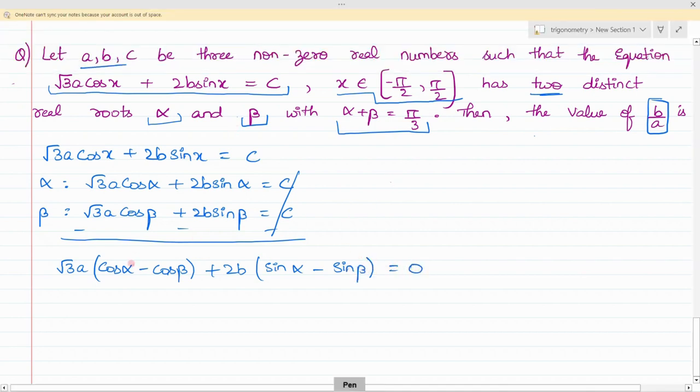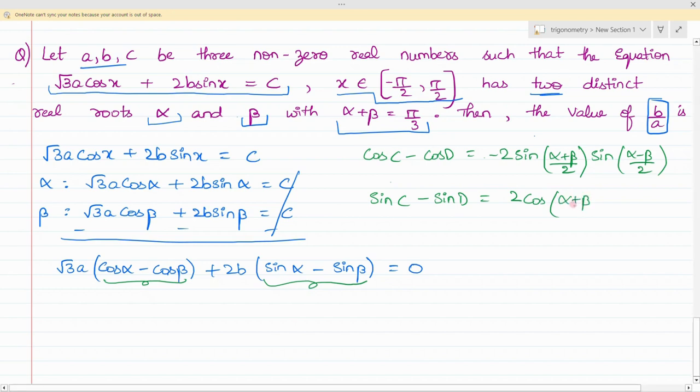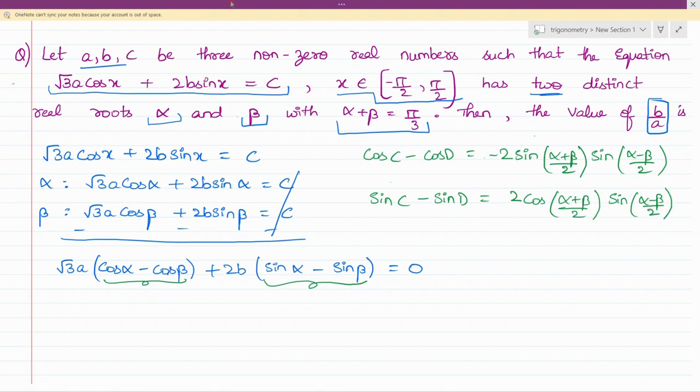Now, this is in the form of cos c minus cos d. The formula is minus 2 sin alpha plus beta by 2 into sin alpha minus beta by 2. Now this is in the form of sin c minus sin d. Now the formula for this is 2 cos alpha plus beta by 2 into sin alpha minus beta by 2. So just substitute these formulas over here.